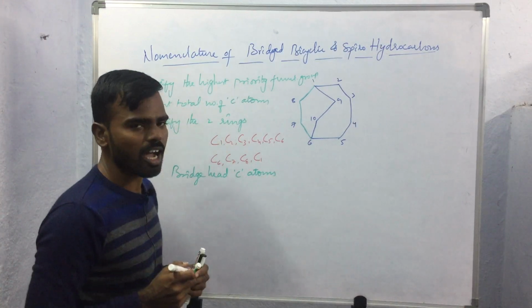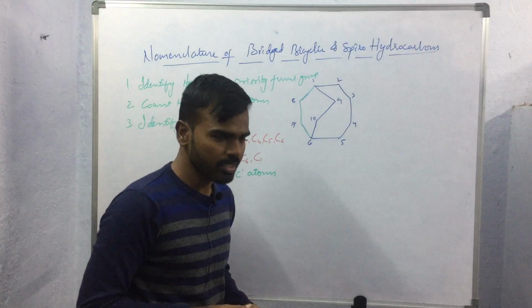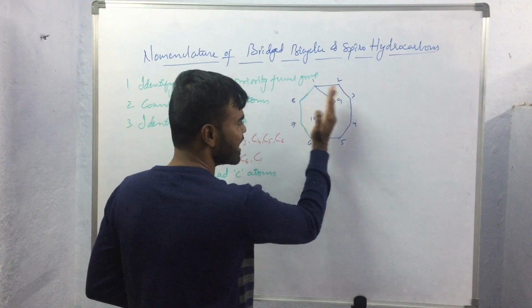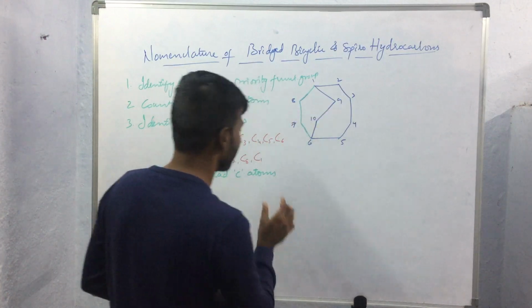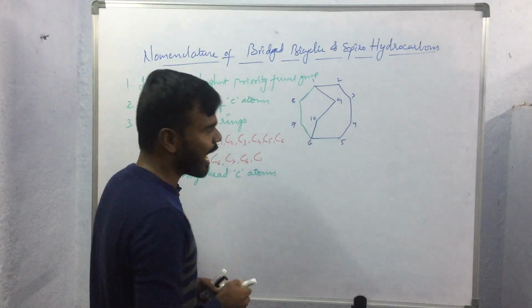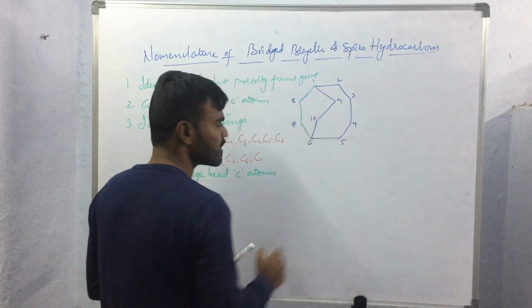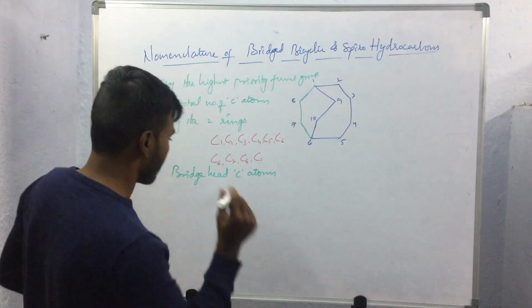So bridgehead carbon atoms, or bridgehead atoms: the atoms at which both the rings are meeting together will be called bridgehead atoms, and the atoms which are in common for both the rings will be called bridge atoms.